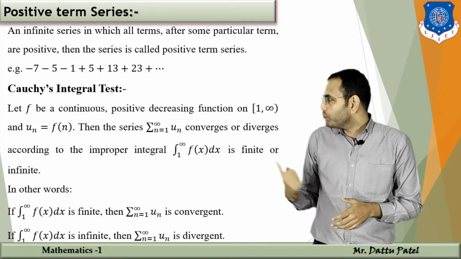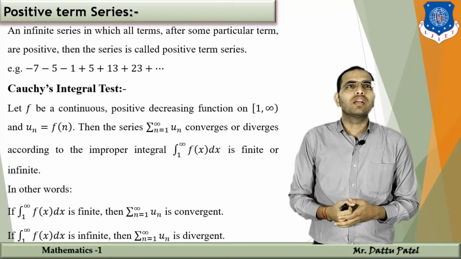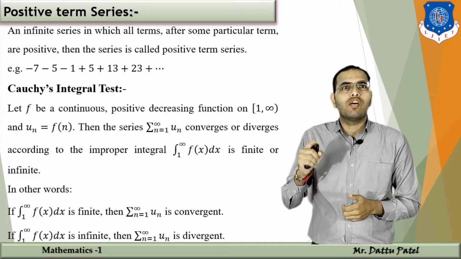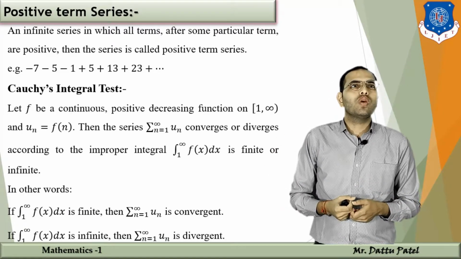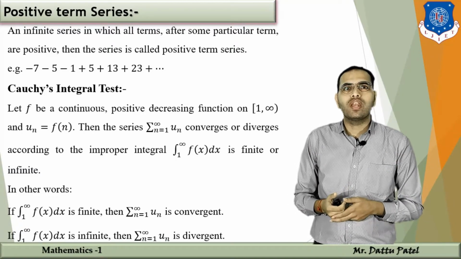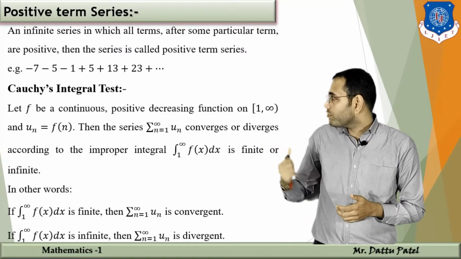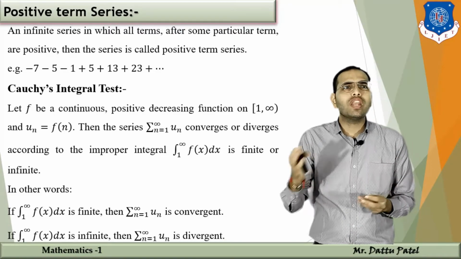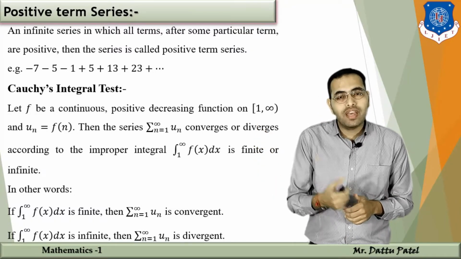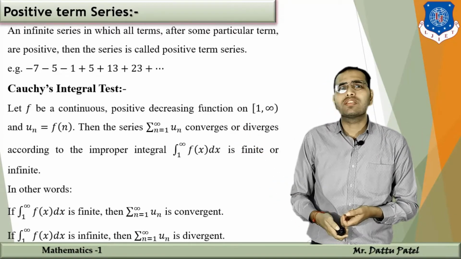Now let's see one more topic of this lecture, which is Cauchy's integral test. Here f is a continuous positive decreasing function on interval 1 to infinity and un equals f of n, then the series summation n equals 1 to infinity un converges or diverges according to whether the improper integral, integral 1 to infinity f of x dx, is finite or infinite. In short, if our integral 1 to infinity f of x dx is finite, then the given series is convergent, and if the integral is infinite, then we can say that the given series is divergent.